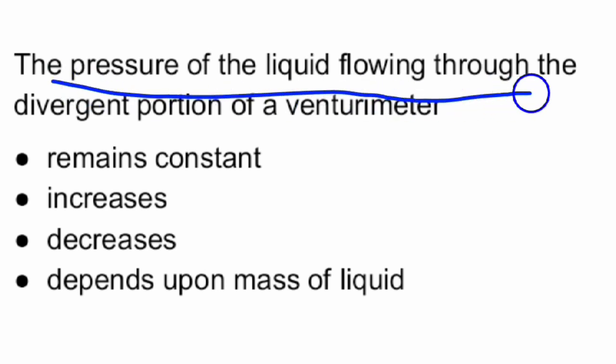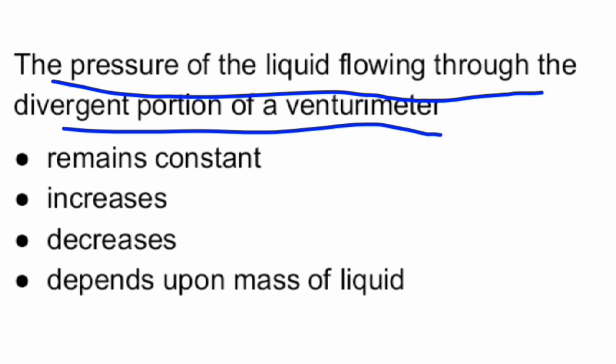The pressure of the liquid flowing through the divergent portion of a venturi meter, what happens? What is the condition of the pressure in the divergent portion of the venturi meter? So it increases. It increases in the divergent portion.